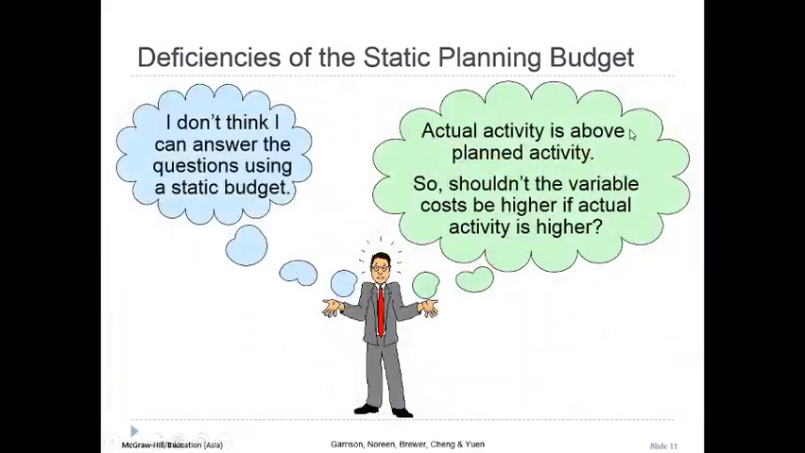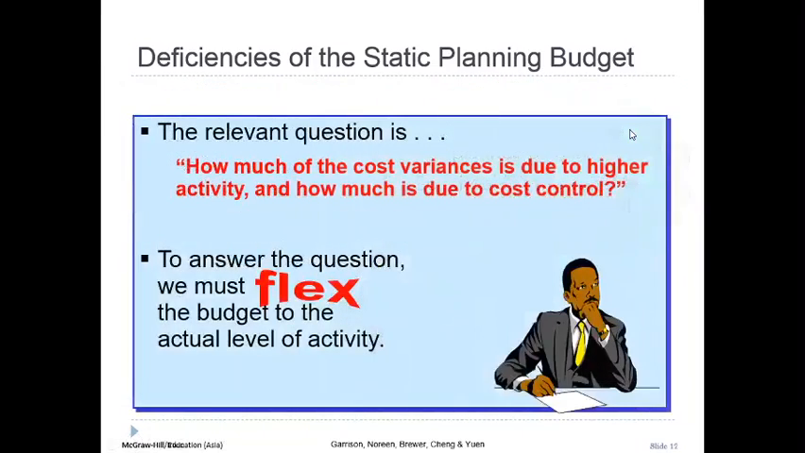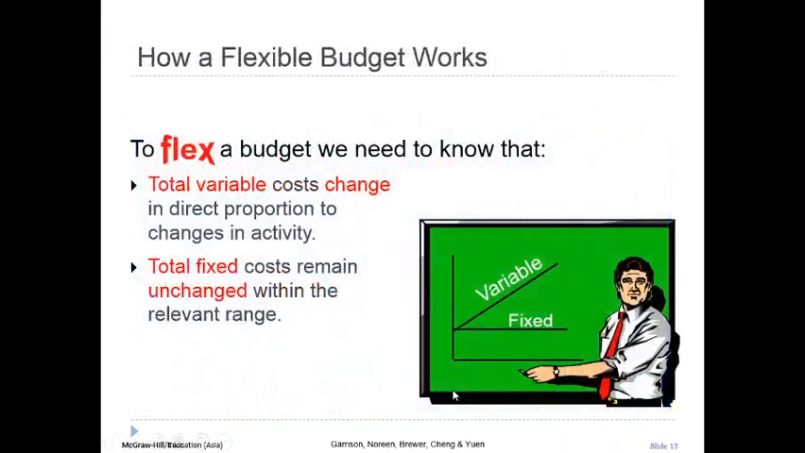Okay, so the relevant question here is how much of the cost variances is due to higher activity and how much is due to cost control. Okay, so we would like to know which one Larry has managed to control the cost, or which one is because of the higher cost incurred because of the higher activity that Larry has incurred as well. So to answer this question, we must flex the budget to the actual level of the activity.